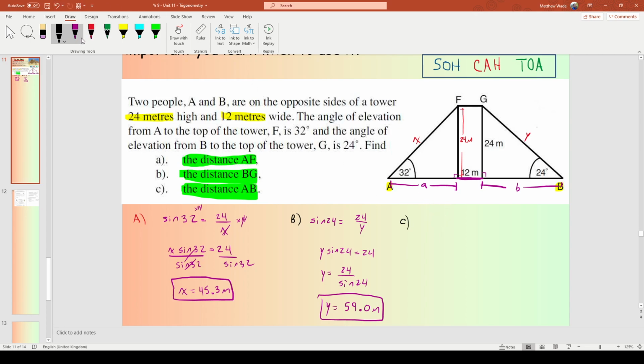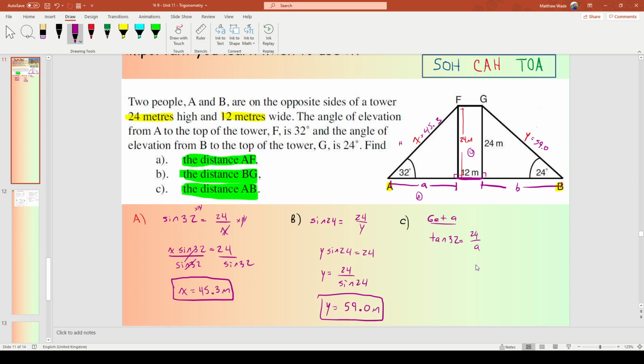Okay, let's get A. So let's go purple. Now, with A, I do know X, actually. I know that X is 45.3, and I know that this one's 59.0, but I'm just going to go with the opposite side and the adjacent side. So I'm going to go with TOA. This is A and O and H. So TOA. Tan 32 is equal to opposite, which is 24, over adjacent, which is A.